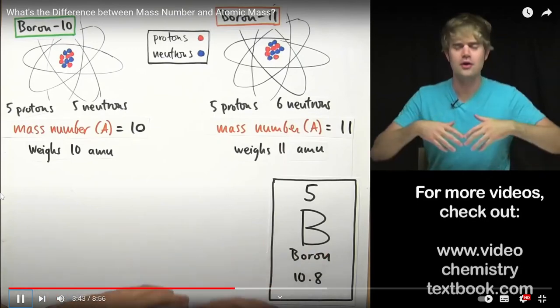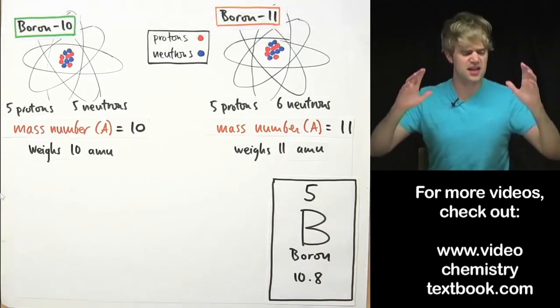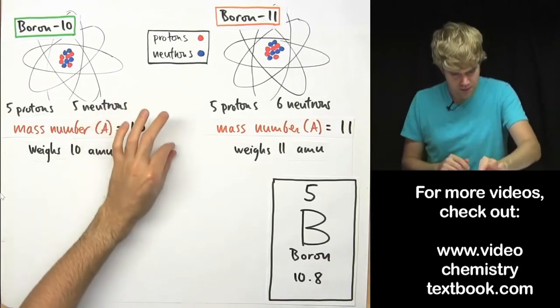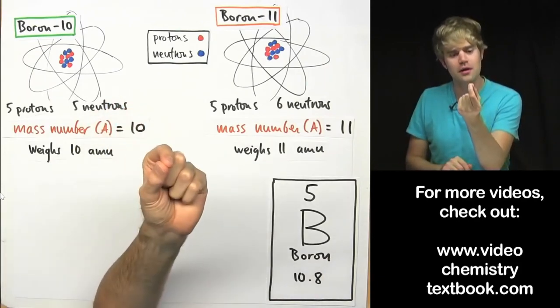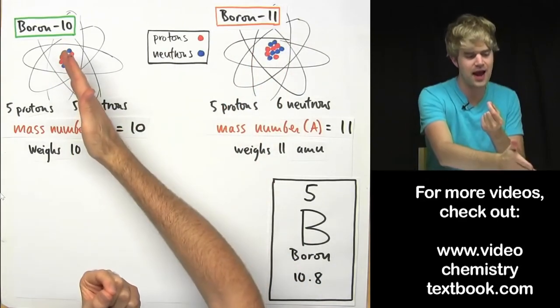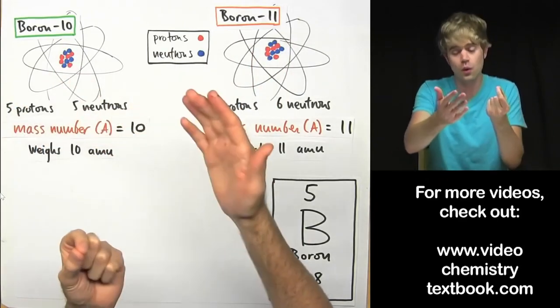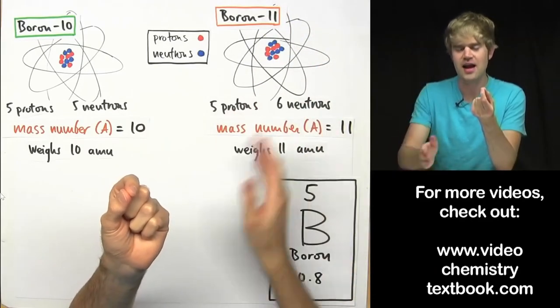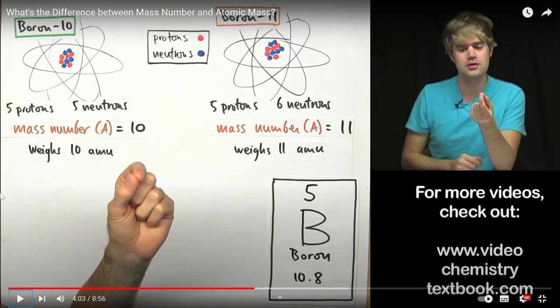So, there are billions and trillions and gazillions of boron atoms in the world. If we could pick one up at random, it could be either one of these two types, okay? It could be a boron 10 atom with 5 protons and 5 neutrons, or it might be a boron 11 atom with 5 protons and 6 neutrons. So you don't know what you're going to get. Okay? I'll give you a second to fill all that in.